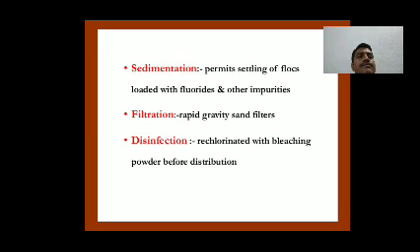Filtration: rapid gravity sand filter. Disinfection: re-chlorinated with bleaching powder before distribution. Harmful bacteria and viruses are removed from water by addition of bleaching powder. This bleaching powder forms nascent chlorine atoms, and nascent oxygen atoms. This nascent oxygen reacts with harmful bacteria and viruses, then forms oxidized bacteria.